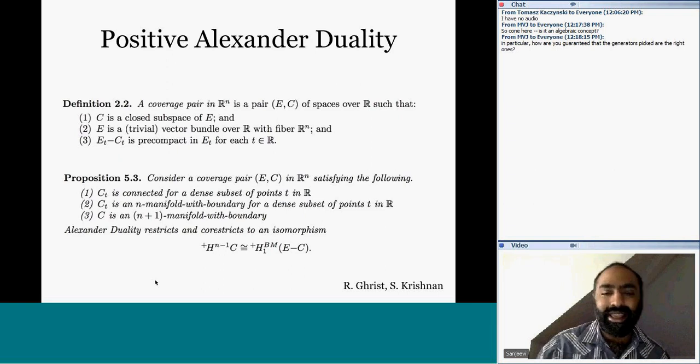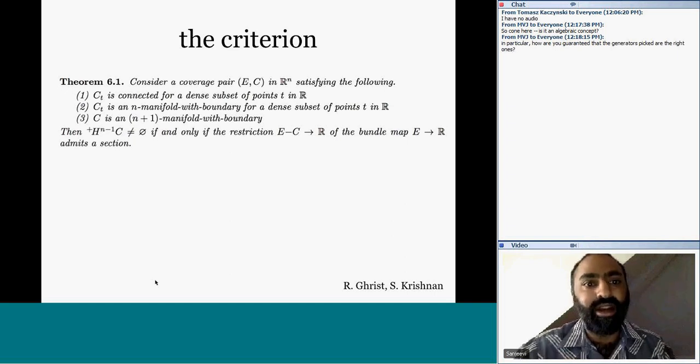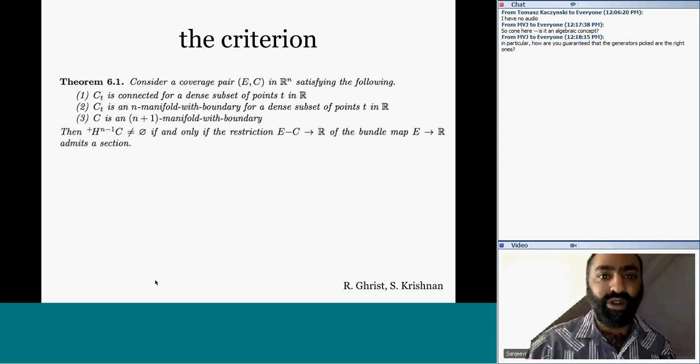Okay, positive Alexander duality. Given the lemma allowing us to detect existence of sections, we get a criterion for evasion. So under suitable technical hypotheses on our coverage pair, for ambient space E and our coverage region C, we can detect whether or not there exists a section of the map from E minus C to R, just by computing an appropriate positive cone of the region. Okay, that's the story. And this criterion really only depends on the intrinsic geometry of C: its topology and its orientation as something that's almost everywhere a manifold with boundary for all points in time.